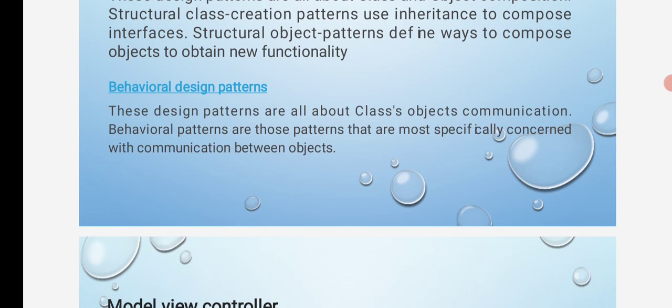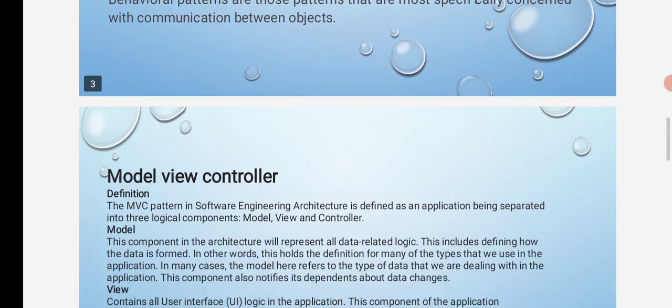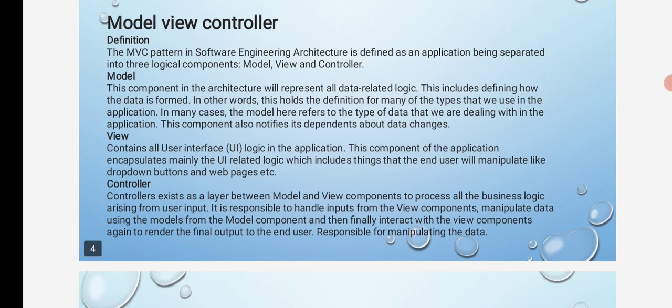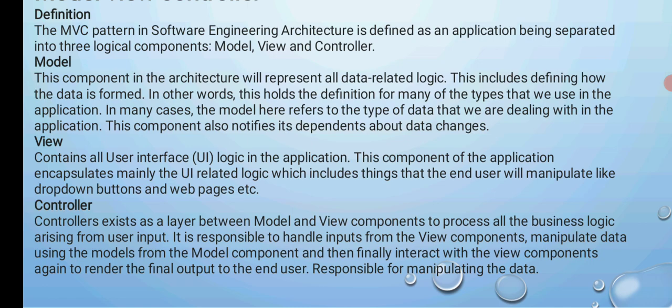Then behavioral design pattern. These design patterns are all about class object communication. Behavioral patterns are those patterns that are more specifically concerned with communication between objects. Then model view controller. The definition of model view controller: it is a pattern in software engineering architecture defined as the application being separated into three logical components, that is model, view and controller.